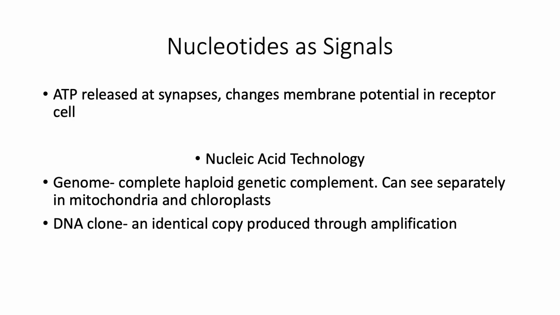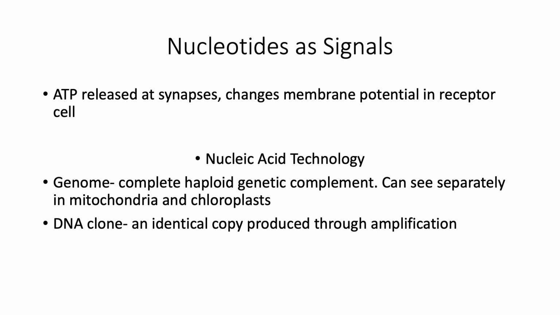So to reiterate, these are the informational repository in the biological organism in the more permanent form of DNA, and RNA has a more flexible role going in both directions, both towards DNA and down to protein. So again, nucleotides can function in many capacities, and one of these is a signal where ATP is released at synapses. The membrane changes in potential in the receptor cell.